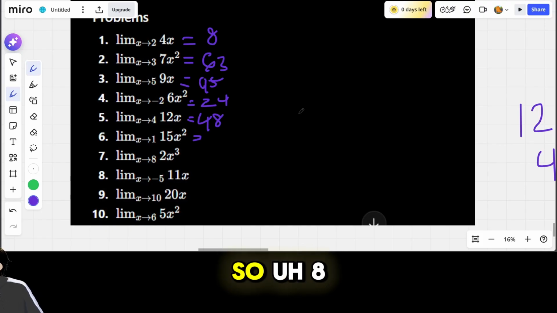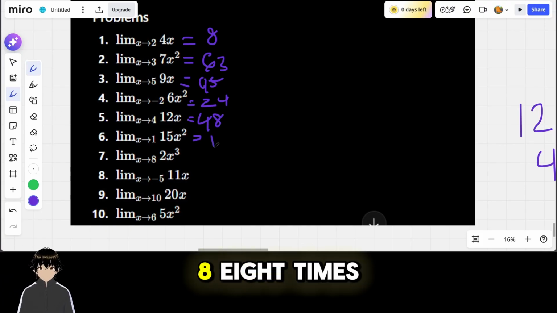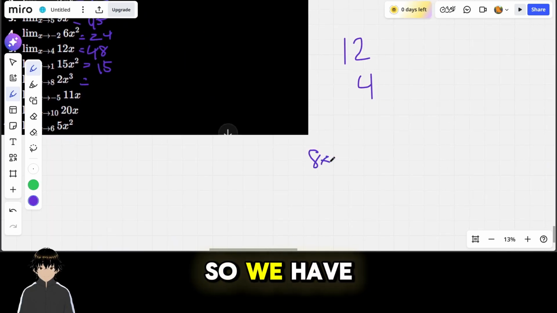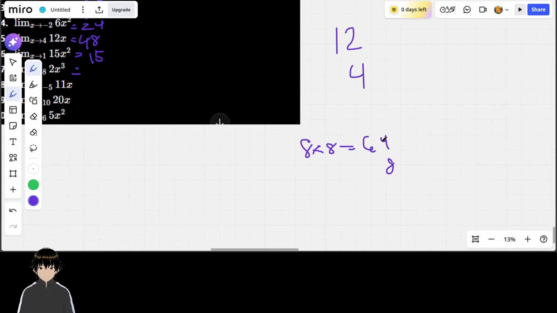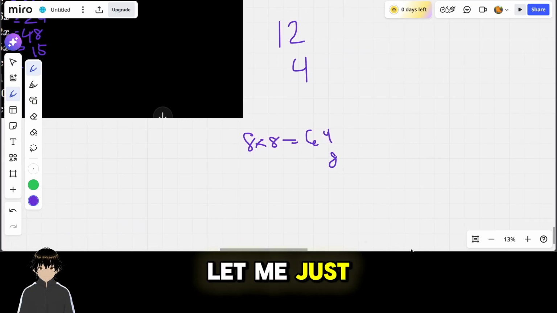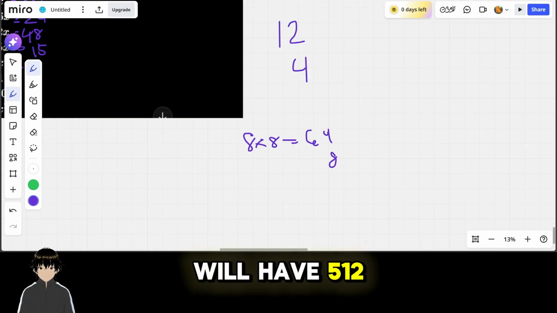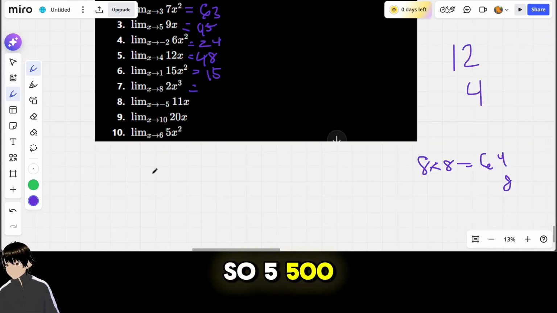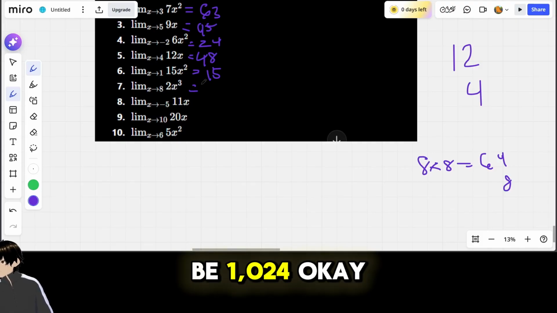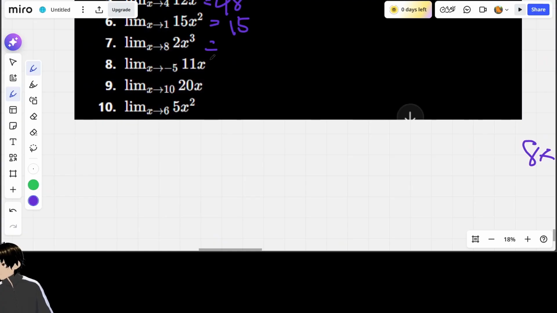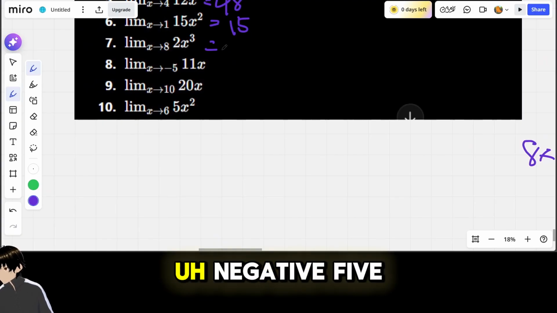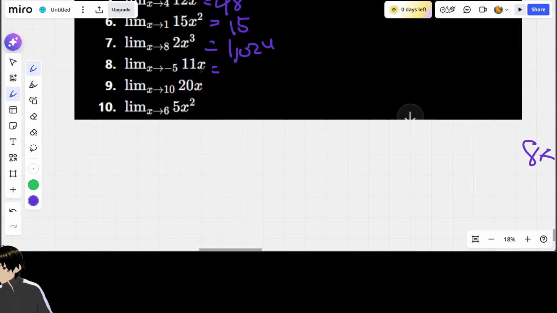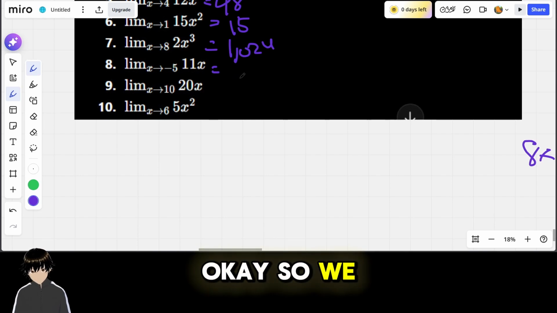Okay, so 8 cubed. Okay, so 8 times 8. 8 times 8 is 64 times 8. So we will have 512. So 512 times 2, that's going to be 1024. Okay. So 11 times negative 5 is going to be negative 55.